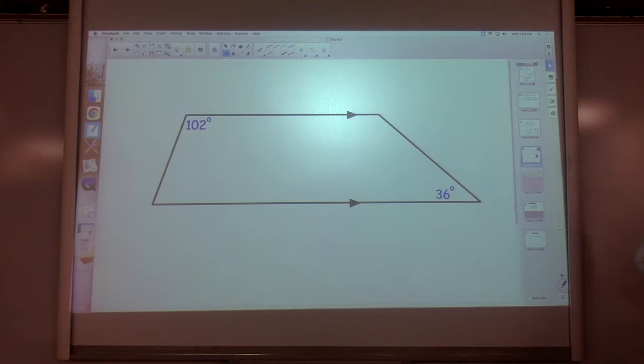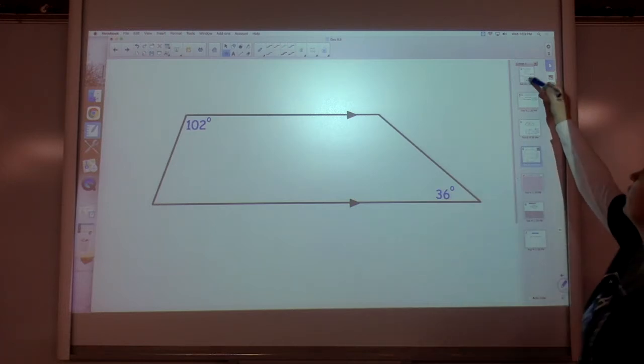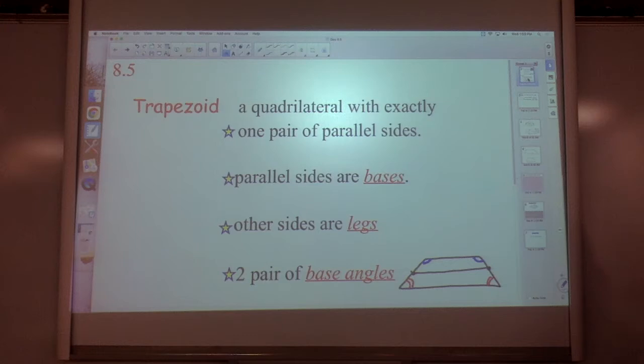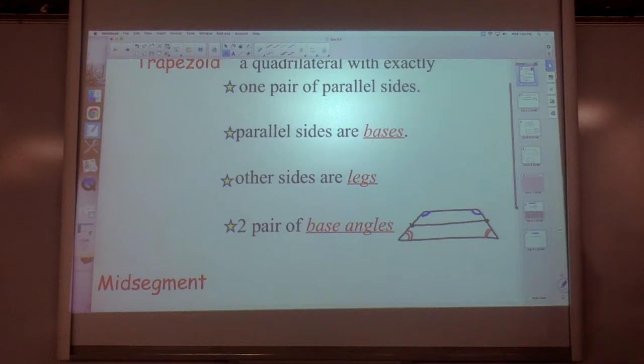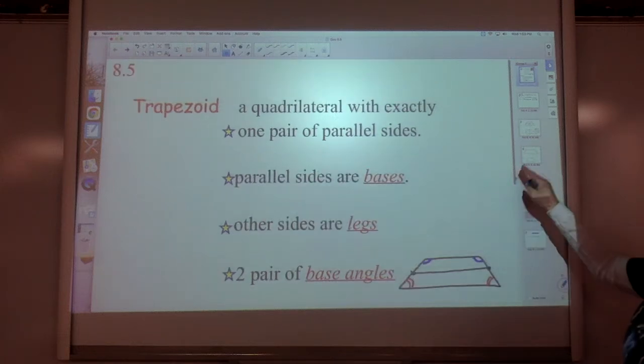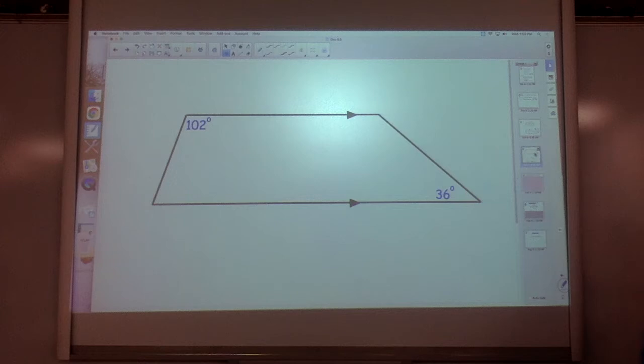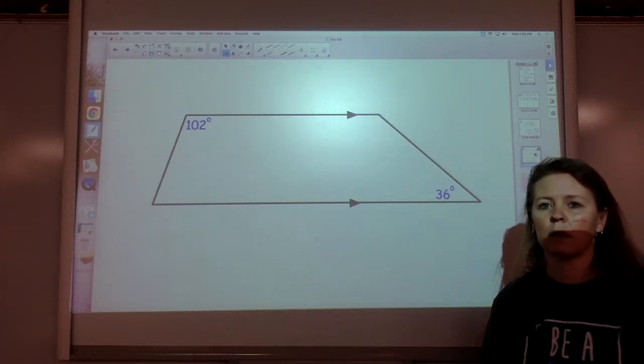Here's the trapezoid. We know it's a trapezoid because it has a pair of parallel bases. 102 degrees over there. If you have no idea what to do, you go back up in here. Look at this. Quadrilateral with exactly one pair of parallel bases. Parallel sides are bases. Other sides are legs. Two pair of base angles, but it doesn't say anything about their sizes. None of them. And it's not an isosceles trapezoid. So you've got to go back and look at this and be like, well, how am I supposed to do this if it's not a property of a trapezoid?